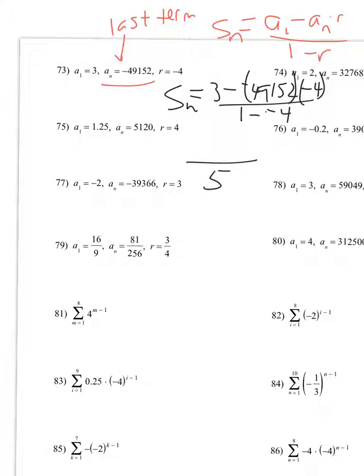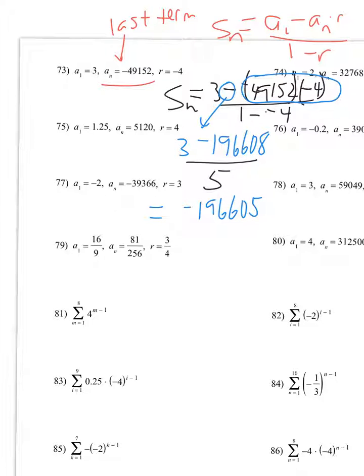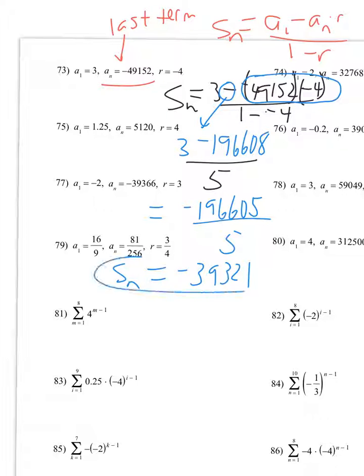If I take my negative 49,152 times negative 4, I'm going to have a positive number, but this is subtract, so that gets carried down here. And that ends up being 196,608 if you use a calculator. So I do 3 minus that. That's negative 196,605, and I'm going to divide it by 5. So I get Sn equals negative 39,321.